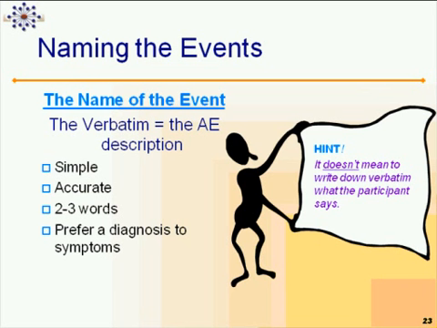Naming the events. The name of the event, the verbatim, equals the AE description. It doesn't mean write down verbatim what the participant says. It means write down simple, accurate, 2 to 3 words, and we prefer a diagnosis to symptoms.